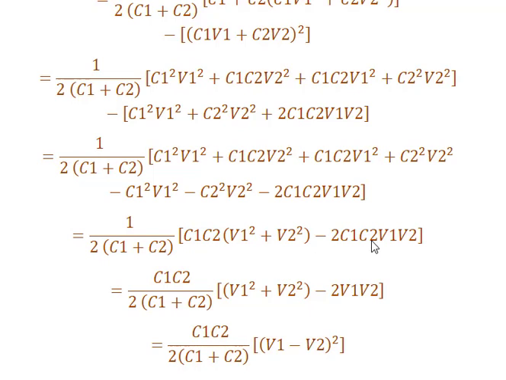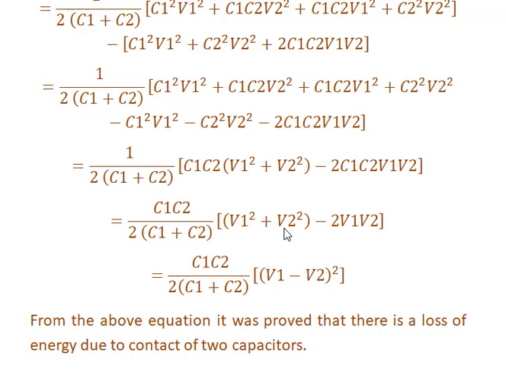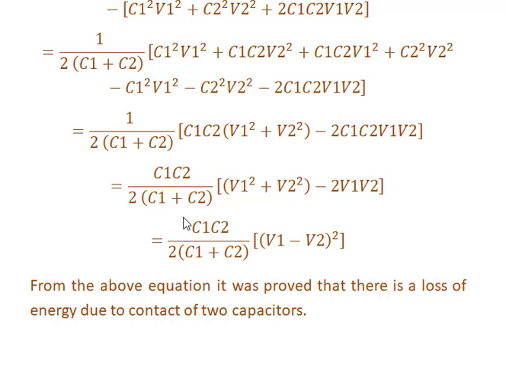Here C1 C2 is a common term, so it is taken out. So C1 C2 by 2 (C1 plus C2) into (V1 square plus V2 square minus 2 V1 V2). It is nothing but the (A minus B) whole square formula: A square plus B square minus 2AB. So this term V1 square plus V2 square minus 2 V1 V2 is modified into (V1 minus V2) whole square. From this equation, it is C1 C2 by (C1 plus C2) into (V1 minus V2) whole square.